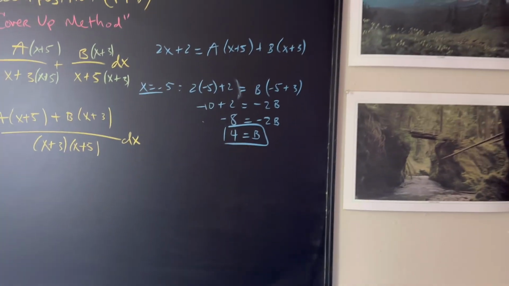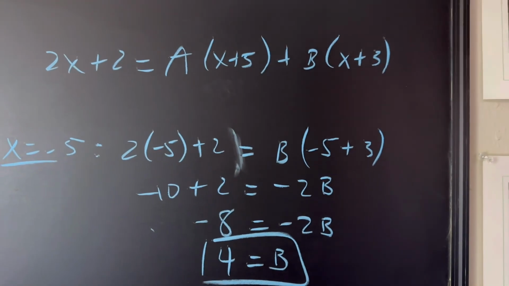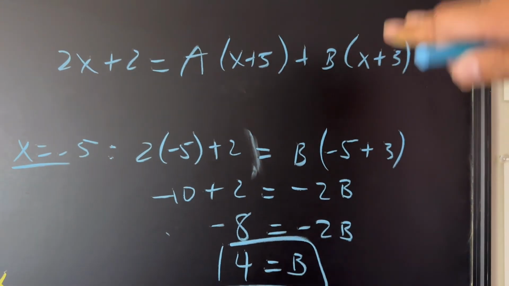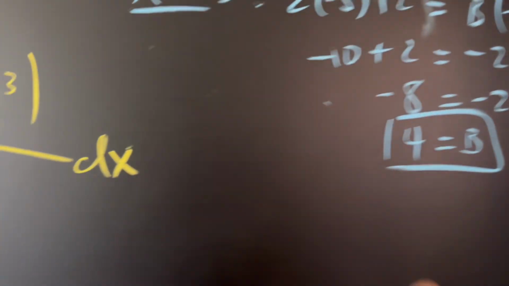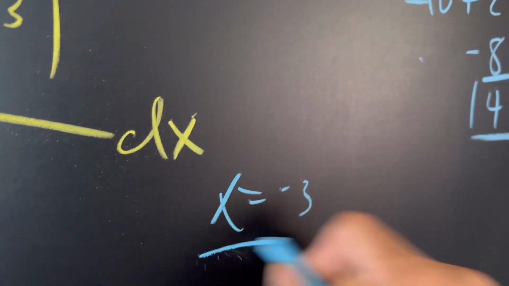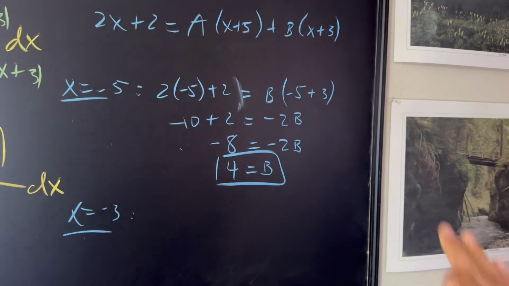All right, let's find the other value. Let's go to the next parentheses and cover this up. What will we have to choose in order for this to go away? Well, that's negative 3. So x is equal to negative 3. And in this case, I'm going to do some simplifying pretty quickly. I'm not going to write everything down.